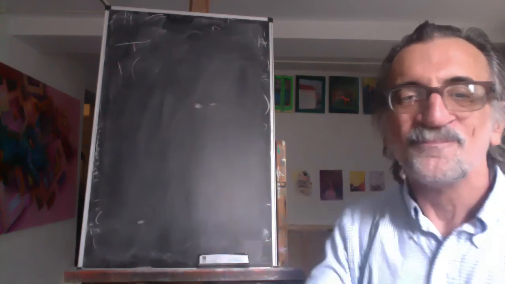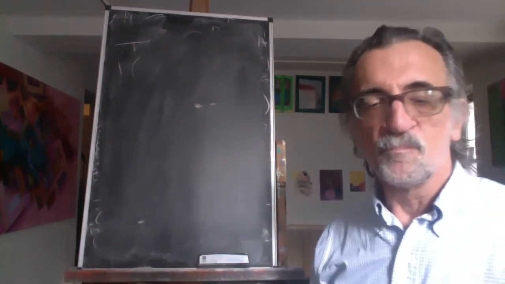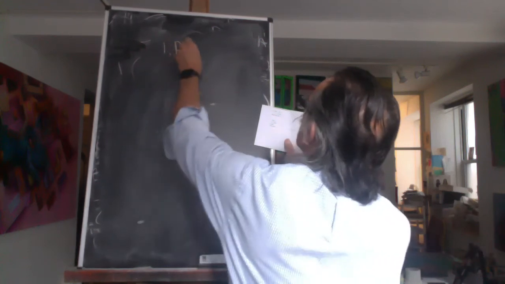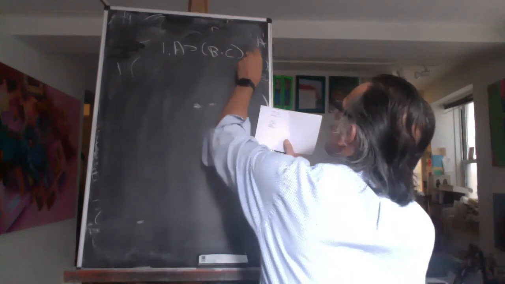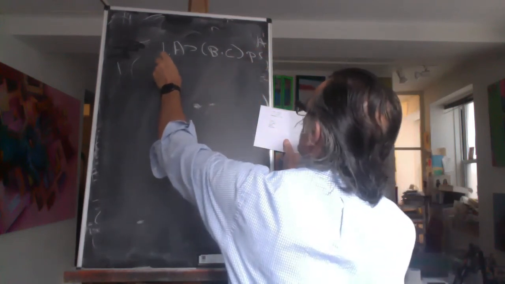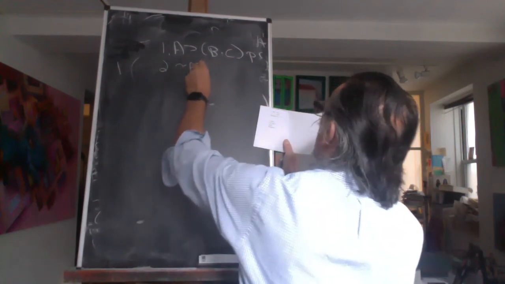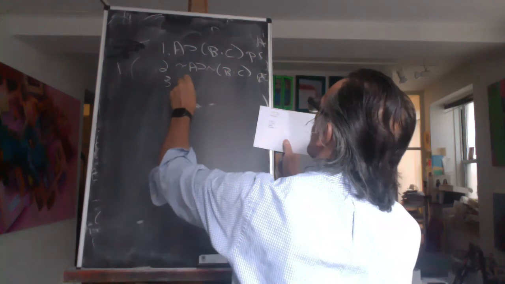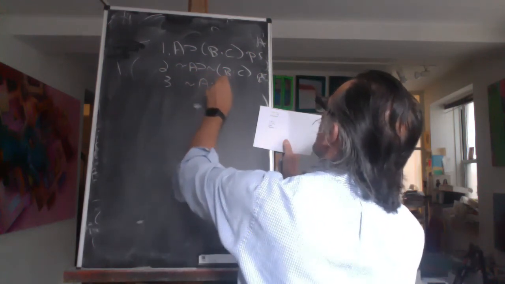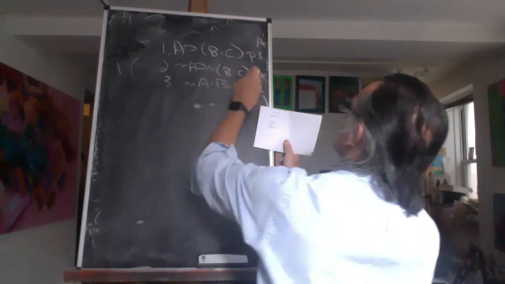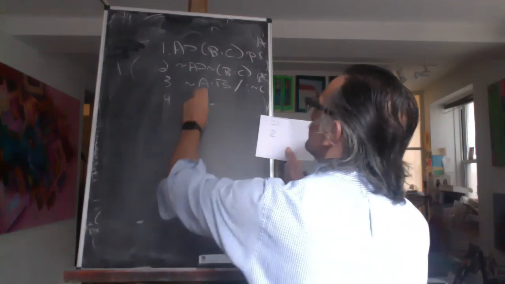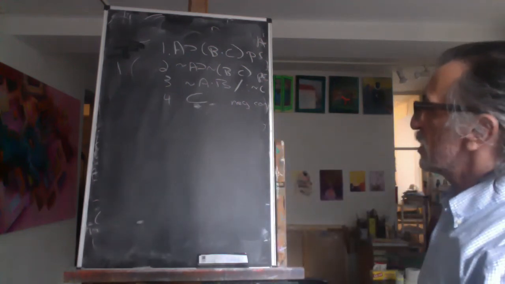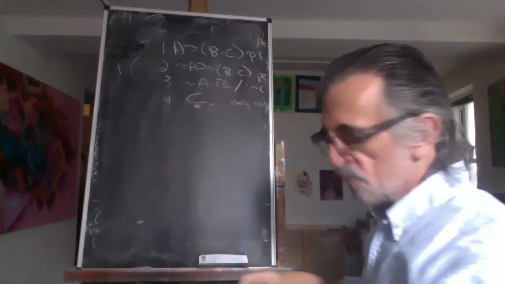Let's try one more. We have the premise, if A, then B and C. We have the premise, if not A, then the negation of B and C. We have not A and B, and the conclusion is not C. All right. So we start by negating the conclusion. The negation of not C is, of course, C.